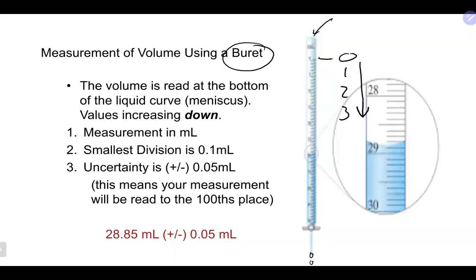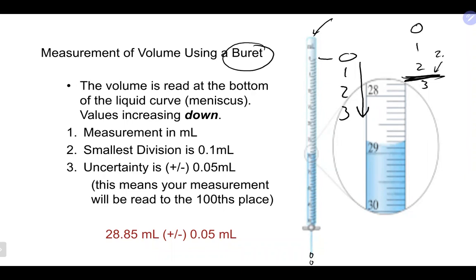Now, that's important because when we look at a volume in a burette, let's just say we had some liquid between the 2 and the 3. Because it's actually increasing as you go down, if this is where our meniscus is, it's actually 2 point something here and not 3 point something. So it actually does increase as you go down.